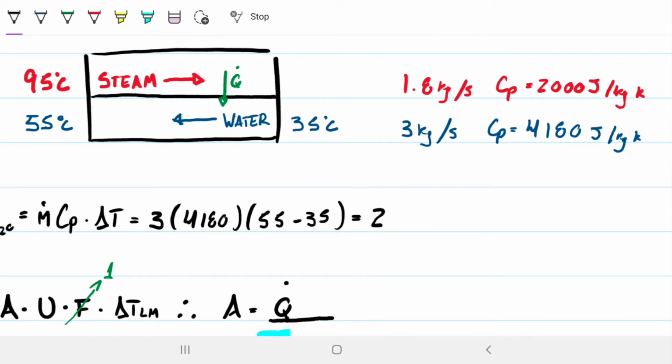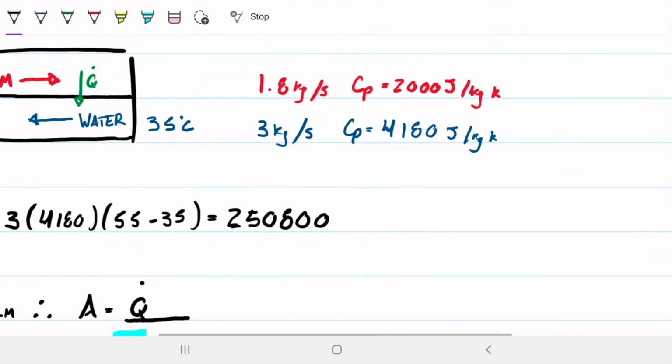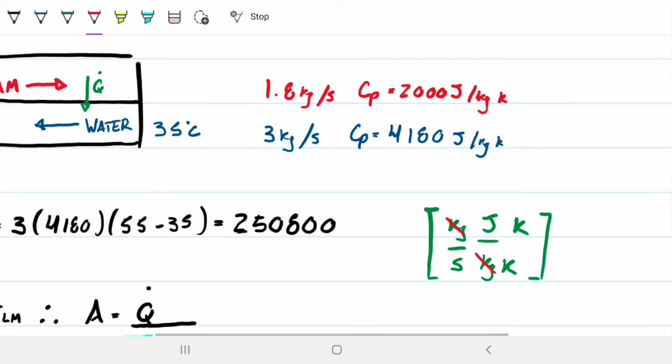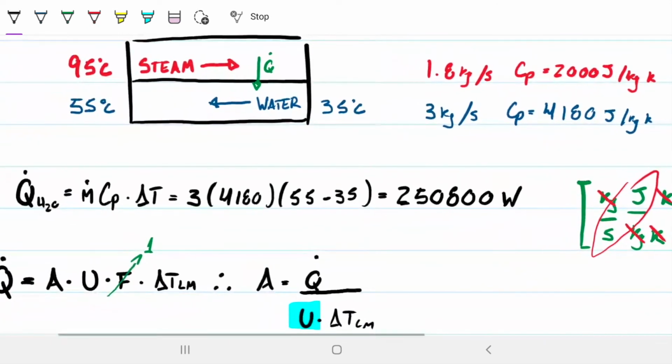Which gives us, what did I get? 250,800. Okay, and then unit-wise, this is going to be joules, but we can be sure, because we have kilograms per second times the heat capacity, so joules per kilogram per difference in temperature. And then here, difference in temperature in Celsius, which is equivalent to a difference in temperature in Kelvin. So indeed, kilograms and kilograms, Kelvin and Kelvin, and I said joules, but it's actually watts, right? So watts, joules per second. So this is in watts.